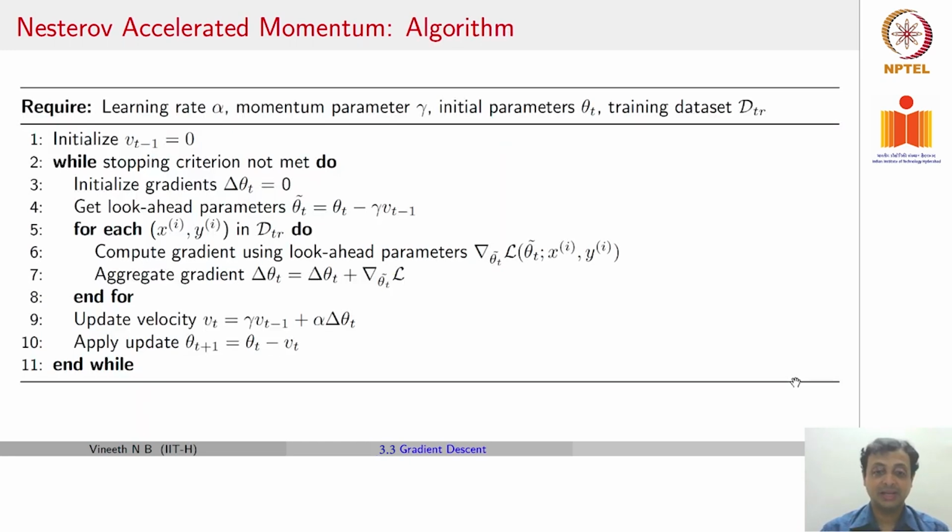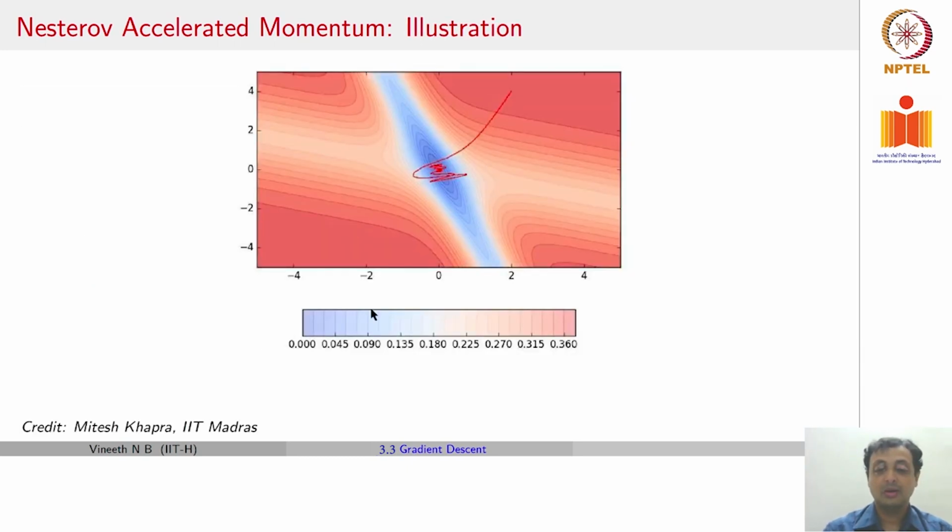Here is the summarized algorithm for Nesterov accelerated momentum. It's once again the same as the momentum-based gradient descent, but step 4 here gets your look ahead parameters theta t minus gamma times Vt minus 1. You're going to denote that as tilde theta t, and your loss is computed with respect to tilde theta t, and that's the gradient that you keep accumulating in your parameter updates, and the rest of it follows the momentum-based gradient descent algorithm. Here is the illustration of the same example that we saw a few slides ago.